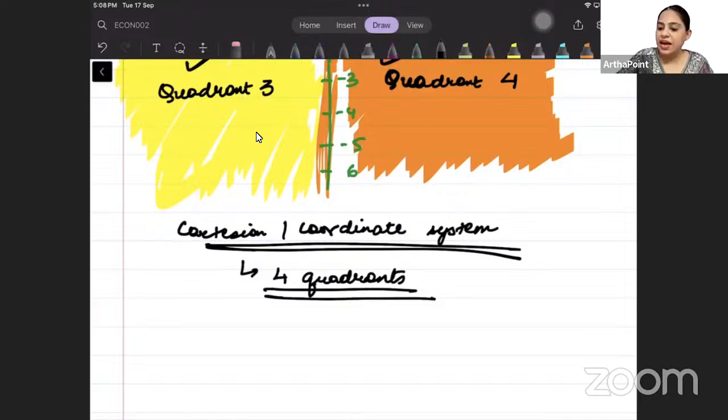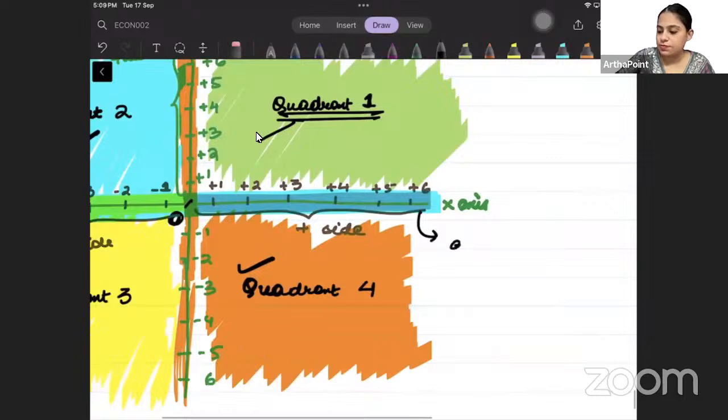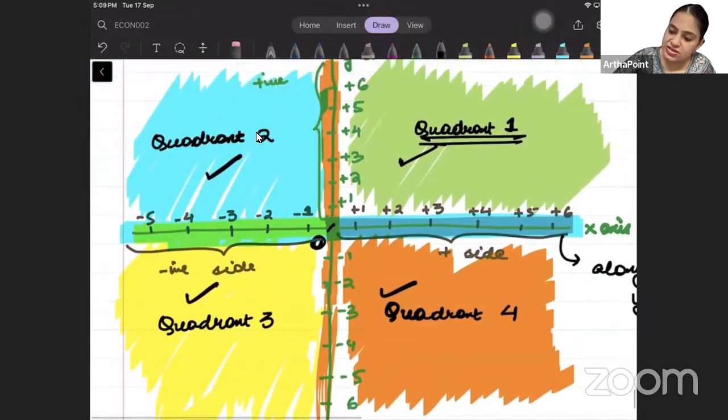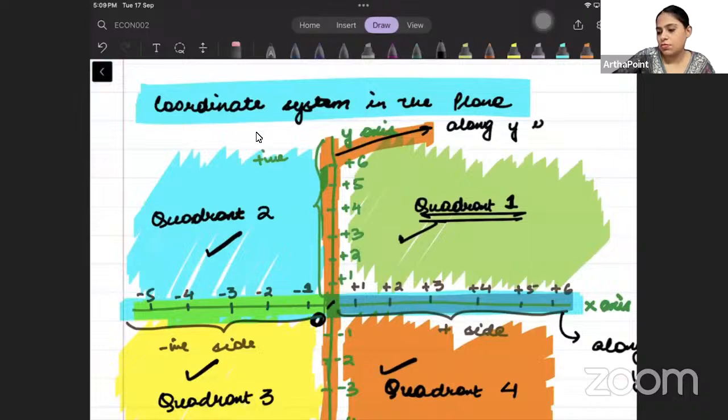Okay beta. As long as I am on the x-axis, as long as I am on the x-axis, it means y has no value, so along the x-axis y is 0. Similarly, as long as you are on the y-axis, if you are on the y-axis, so along the y-axis beta x will be 0. On the y-axis x is 0, on the x-axis y is 0.